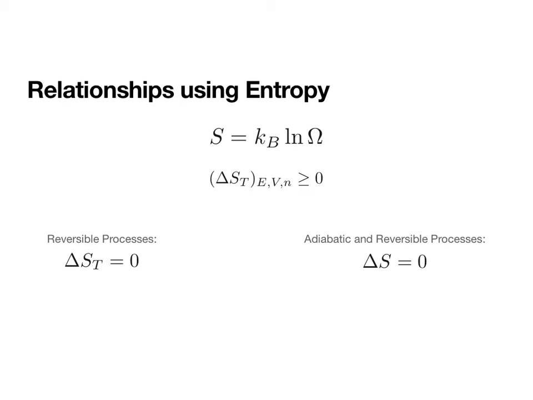Okay, so all of our relationships with entropy start with this Boltzmann definition, where S is k_B natural log of omega. And the second law of thermodynamics says that the total entropy, the entropy of the universe, must be increasing. It has to be greater than 0. And then for some specific processes, when a process is reversible, the total entropy change is equal to 0.